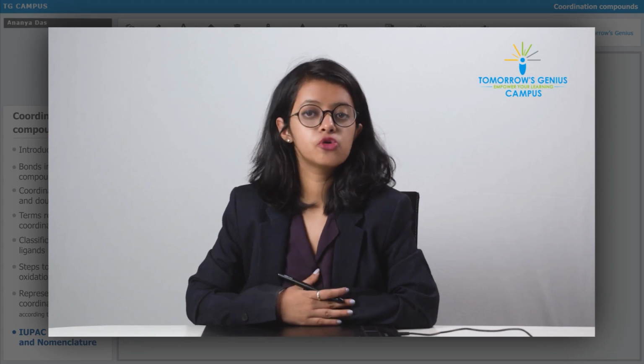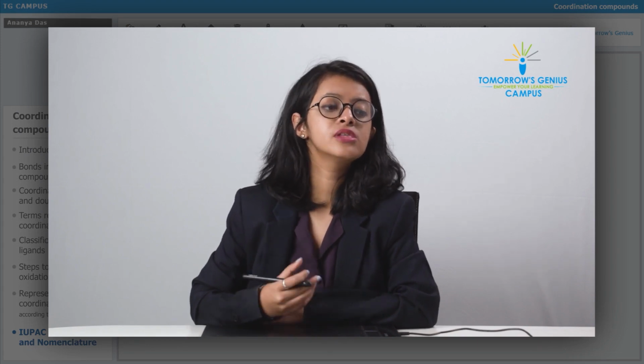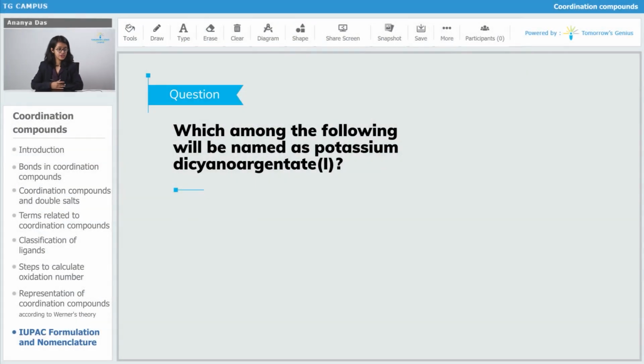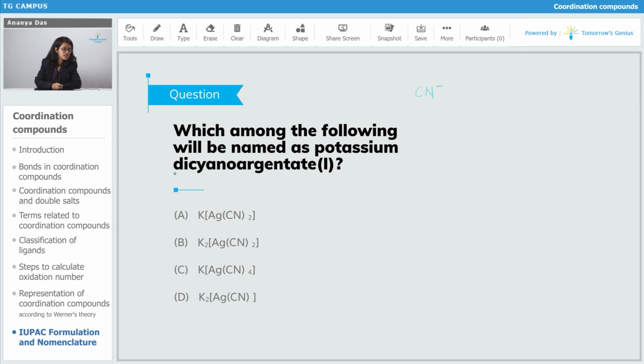So now let us do some questions on how to write formulas if you are given the name. The question states, which among the following will be named as potassium dicyanoargentate? Okay, so it's potassium, so obviously potassium is present. Cyano is the name for CN negative. Now all of your options A, B, C and D have CN. It's written dicyano, which means there are 2 CN ligands. So your option A or B could be correct.